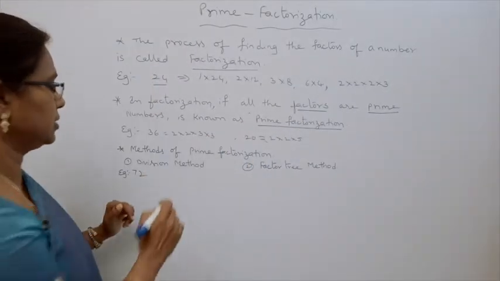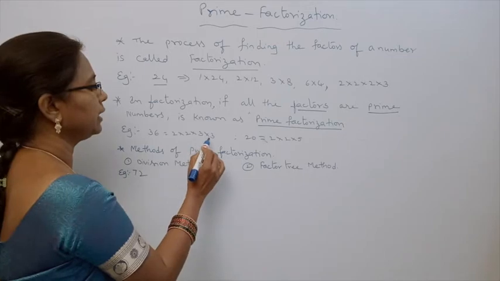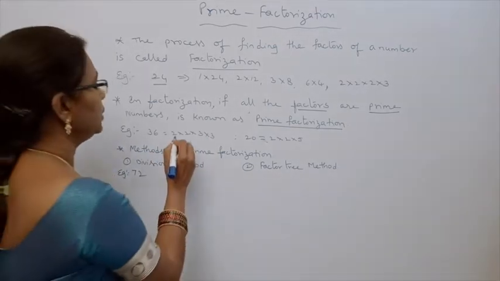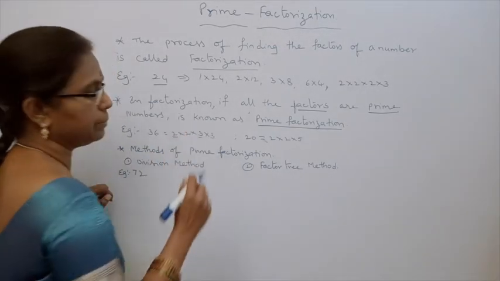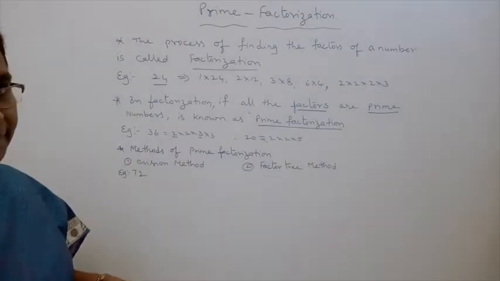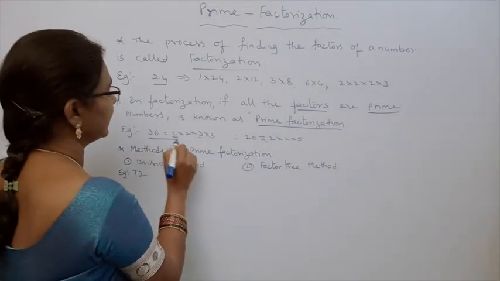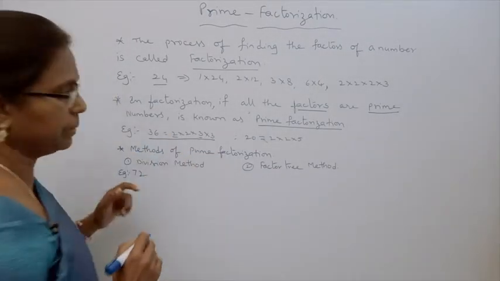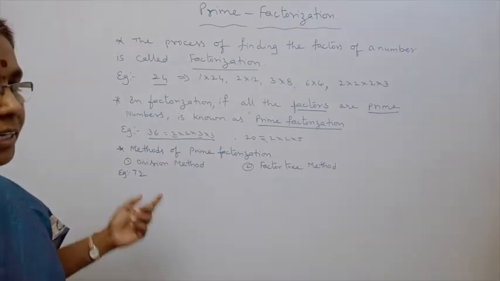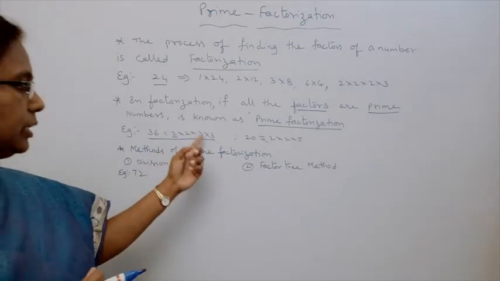Example 36: 2 into 2 into 3 into 3. Here 2 is a prime number, 3 is a prime number. Other numbers are not there. Then this is called the prime factorization of 36. Meaning, what are the prime factors of 36? 2 into 2 into 3 into 3.